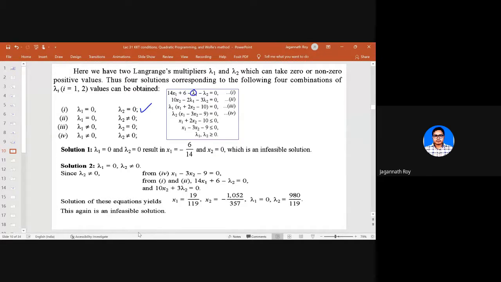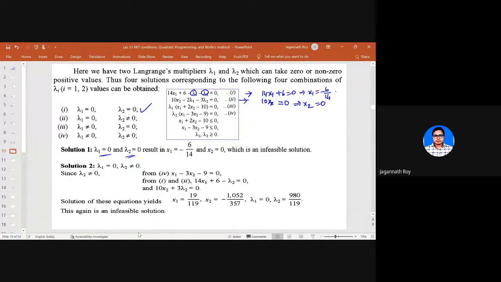I put 0 here, 0 here. So this will give you 14x1 plus 6 equals to 0. So this is x1 equals to 6 by 14, so 3 by 7. In fact, negative will be there. Okay. And then from here, the second equation will give us 10x2 equals to 0 if lambda 1 and lambda 2 are 0. So this will imply x2 equals to 0.